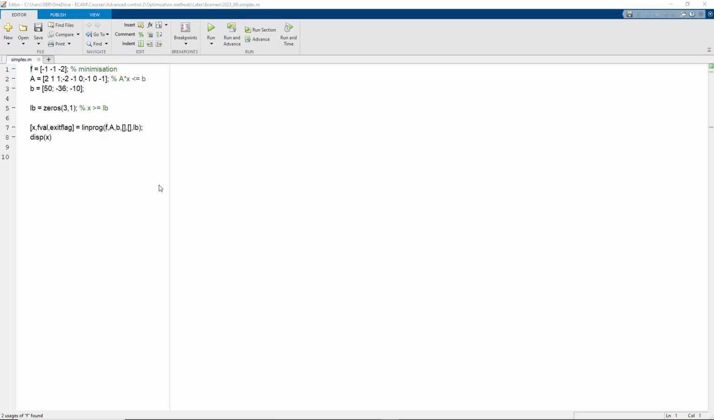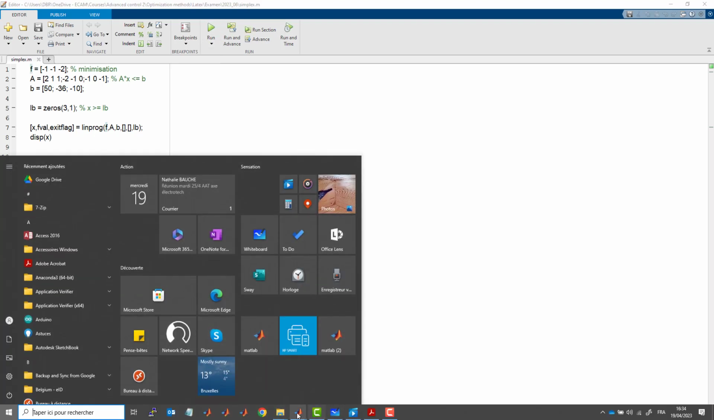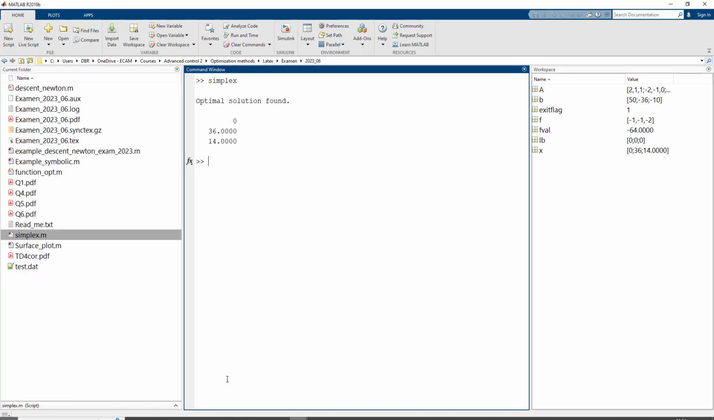Here is the very simple code that we can use to check this. So this is the cost function transformed into a minimization. Here, Ax smaller or equal to b. Notice that we have multiplied the two last equations by -1. There is only a lower bound on x, and then you can simply run the command linprog. If we do so, this is what you obtain. And as you can see, x1 is equal to 0, x2 is equal to 36, and x3 is equal to 14, which is exactly what we have obtained.